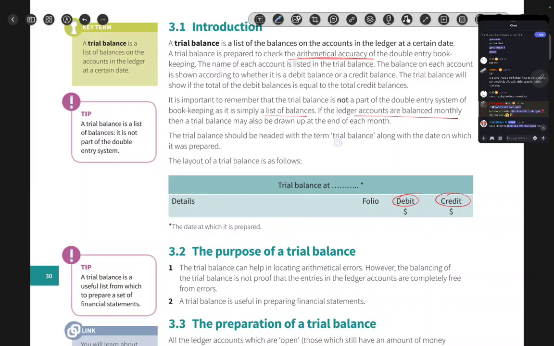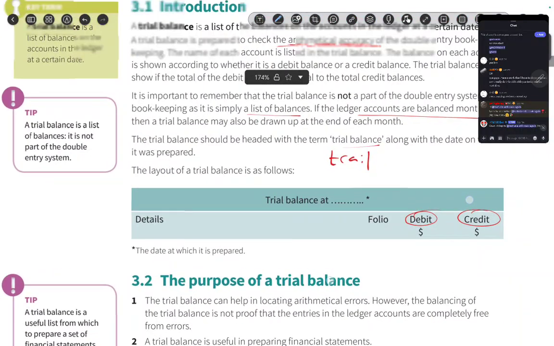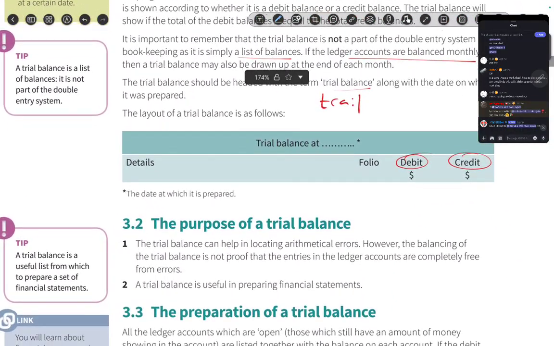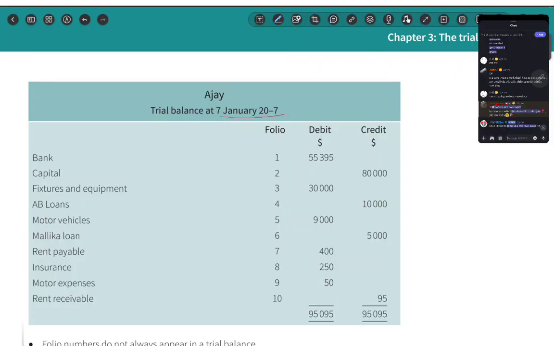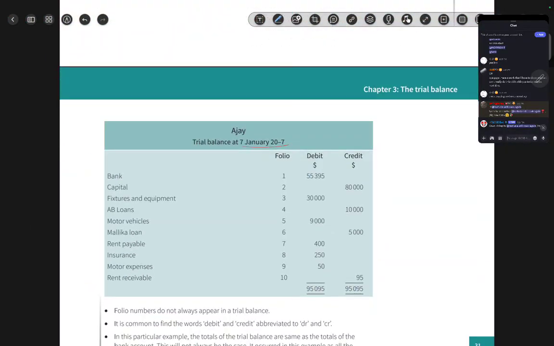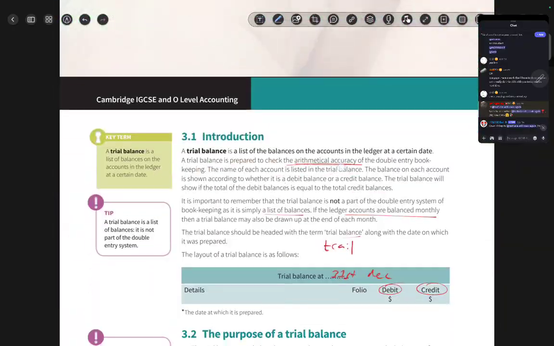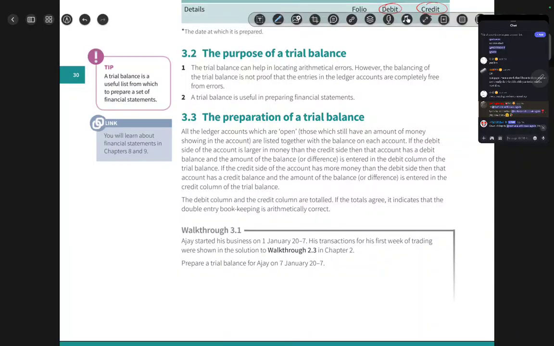A trial balance should be headed with the term trial balance, along with the date on which it was prepared. So let's just say 31st December. But in this example, it's at 7 January because these guys are doing a weekly basis. If they did a whole year basis, you would have to prepare the accounts and everything for an entire year, which would be too difficult for chapter 2 and chapter 3. We don't have this in the later chapters as well.